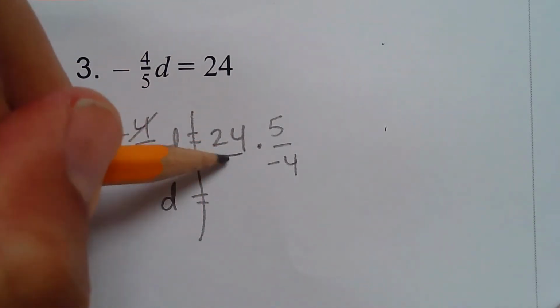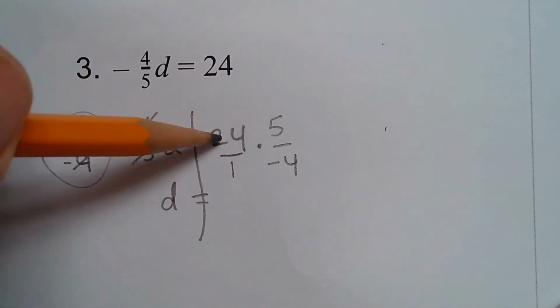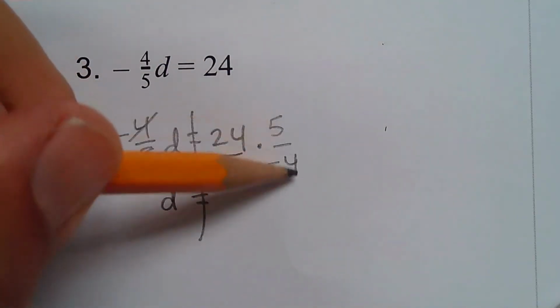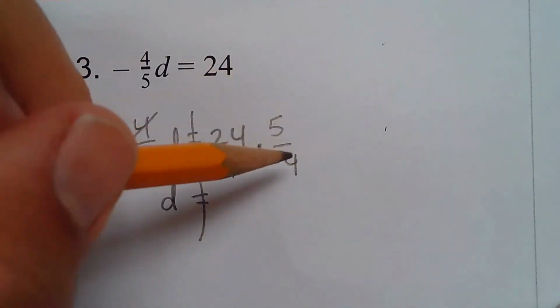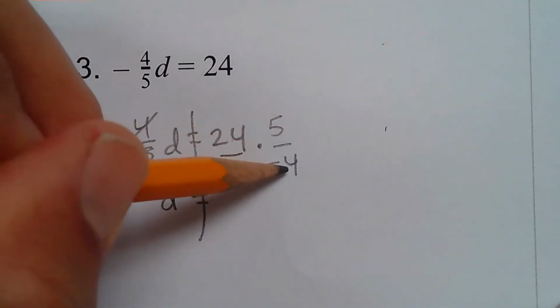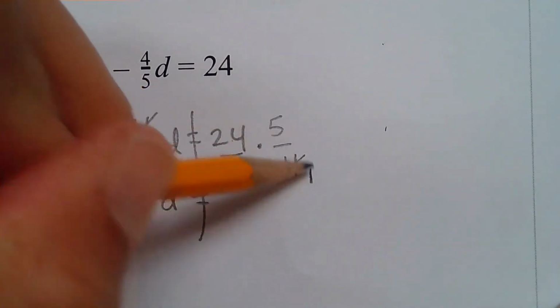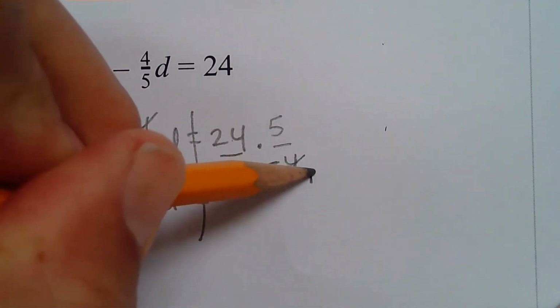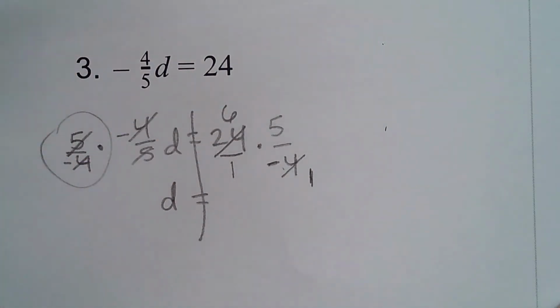This is 24 over 1, and I don't really feel like multiplying 24 times 5 and then dividing by negative 4. So what I'm going to do is cross cancel. I can see that 4 will divide both 24 and 4. So 4 divides 4 one time, and we have to remember that's going to be a negative 1 right there. And 4 divides 24 6 times.